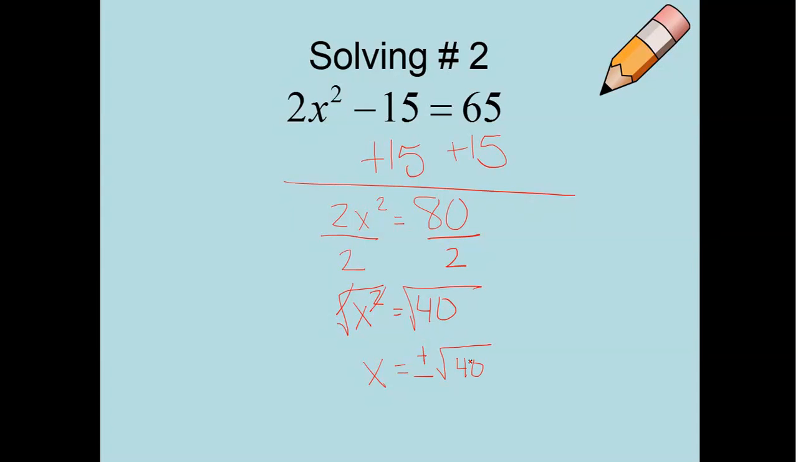Now, I still have the square root of 40. But, just like last time, we're big kids. We're going to break down the square root of 40. So a perfect square that can go into 40 is 4. And then 4 times 10 gives me 40, right? Square root of 4 is 2. So I have an answer of plus or minus 2 square roots of 10.